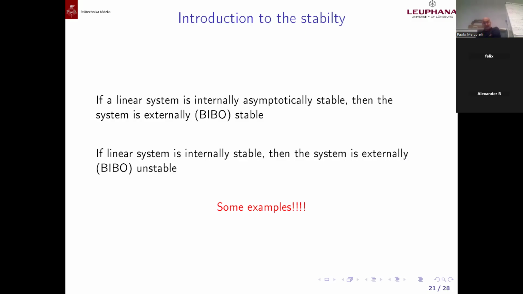But look at this. If the linear system, which I am considering, is internally marginally stable, this means sigma equals 0, single solution, then the system is externally BIBO unstable. Why that? The reason is, look at this.